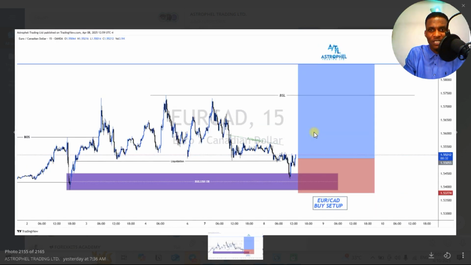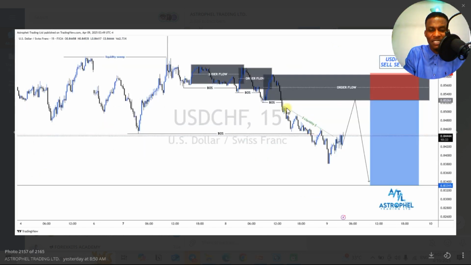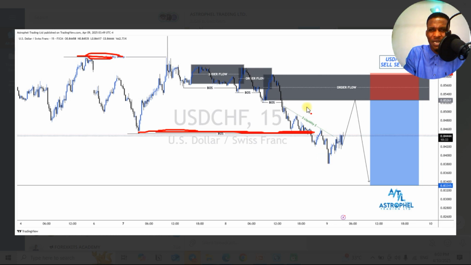And secondly, on USD, yes, on this one, we were actually expecting price to come back to mitigate our order flow again. And as we can see, we had a massive liquidation here, which talks about the market grabbing buy side liquidity right here and eventually breaking structure right about here. So after the break of structure, we're expecting price to come back to order flow here.